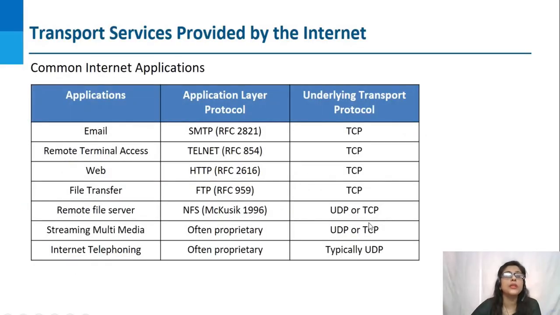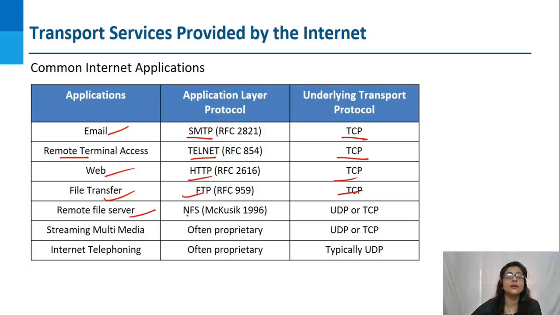These are some of the common internet applications. Email uses the application layer protocol SMTP, and the underlying transport protocol is TCP. For remote terminal access, the application layer protocol is Telnet, as discussed earlier, and the transport layer protocol is TCP. For the web, we use HTTP and TCP. For file transfer, we use the protocol FTP, and the transport layer protocol is TCP.